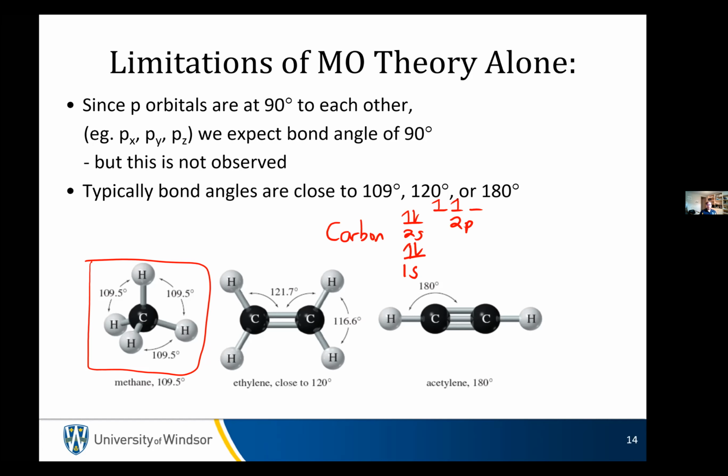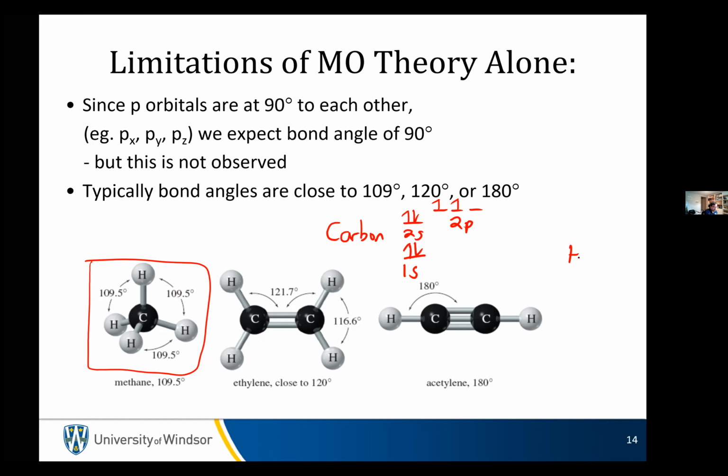We have some problems. You're trying to think, how is this thing going to make bonds? So the 2s orbital is full. It can't share an electron with another orbital. So right now, it looks like the 2s orbital can't make any bonds with another half-filled orbital.